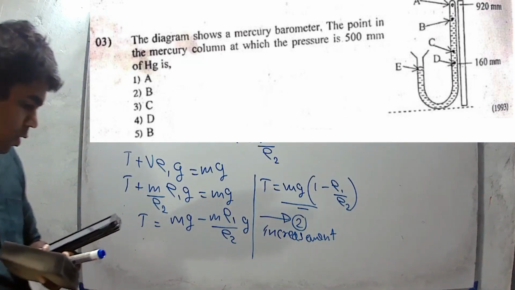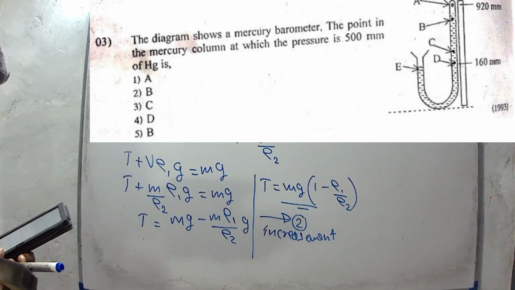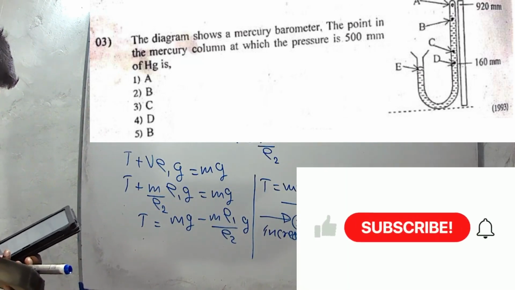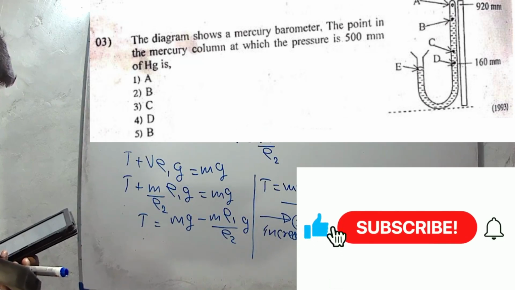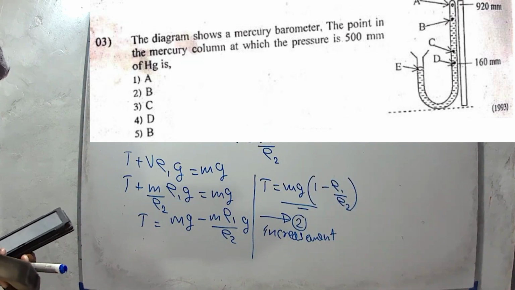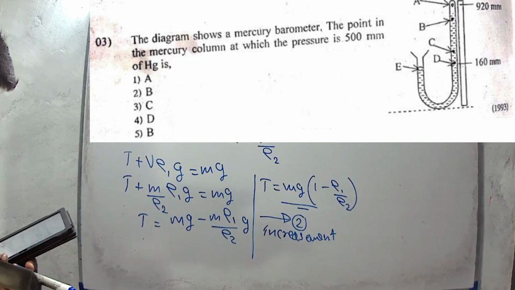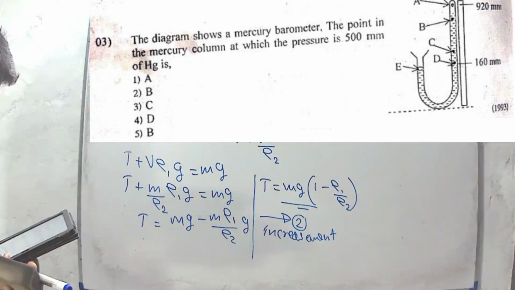Then question number 3. The diagram shows a mercury barometer. The point in the mercury column at which the pressure is 500 mercury millimeter is A, B, C, D, E. There are 5 points. We have to find the point with pressure 50 mercury millimeter.